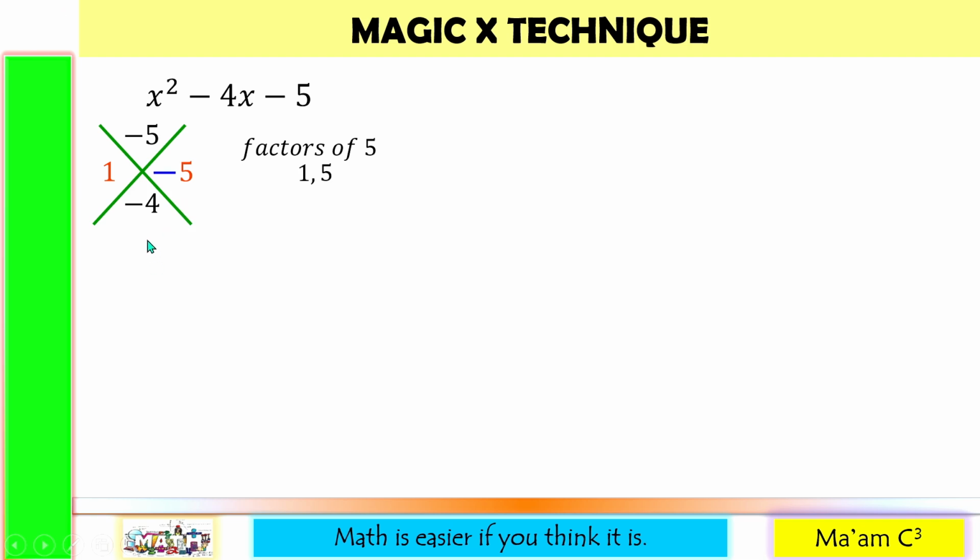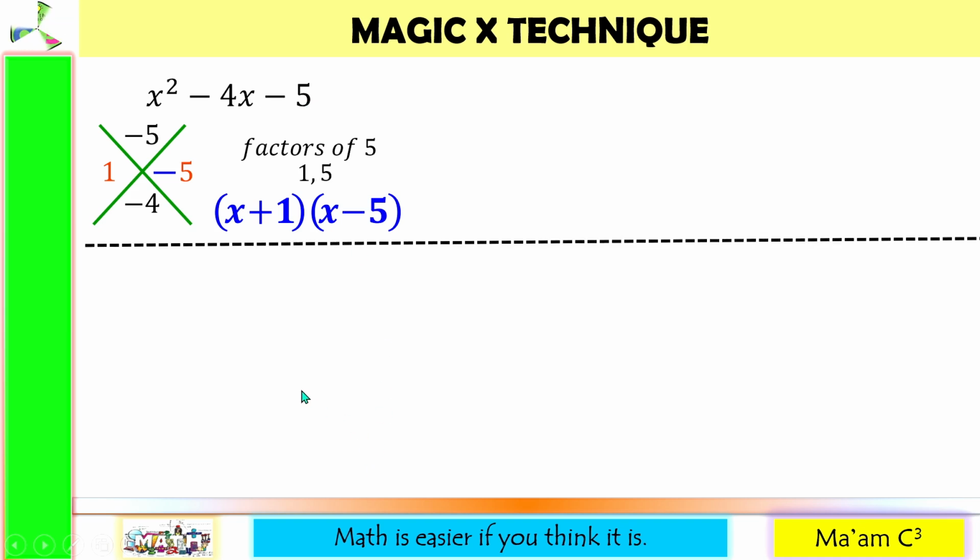Let us have a quick check. 1 times negative 5 is negative 5. 1 plus negative 5 is negative 4. So it means here are my factors. I'm going to write it. The square root of x squared is x and x. This is positive 1, so plus 1. This is negative 5, so minus 5. Here are the factors of x squared minus 4x minus 5.